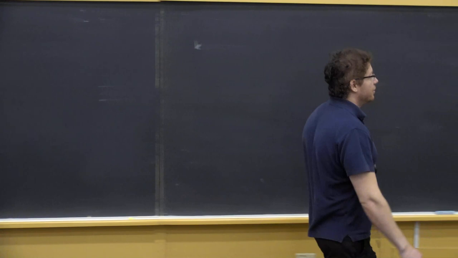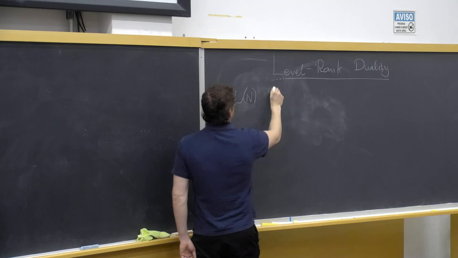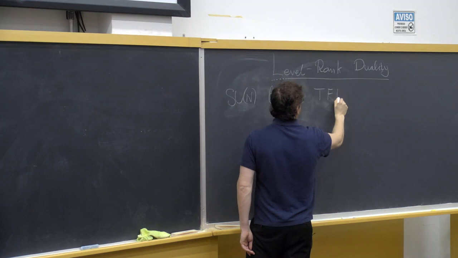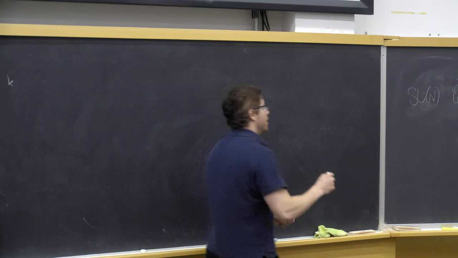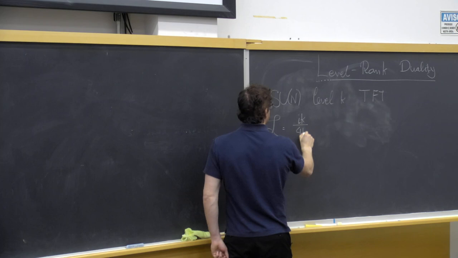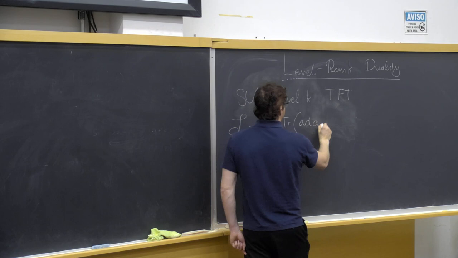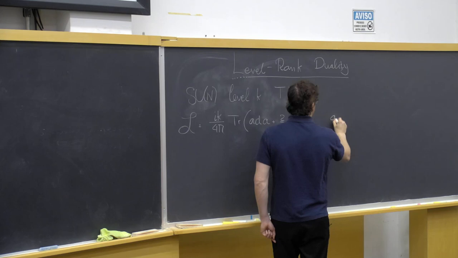So there are two theories that I'm going to discuss. SU(N) level K, topological field theory. Let me define this theory. SU(N) level K topological field theory is a non-abelian Chern-Simons theory. It has no dynamical anions. It's just a topological field theory, just probe anions. And the Lagrangian is given by i K over 4 pi, and then the action is given by trace of A wedge dA plus 2/3 A cubed, where A is an SU(N) connection.